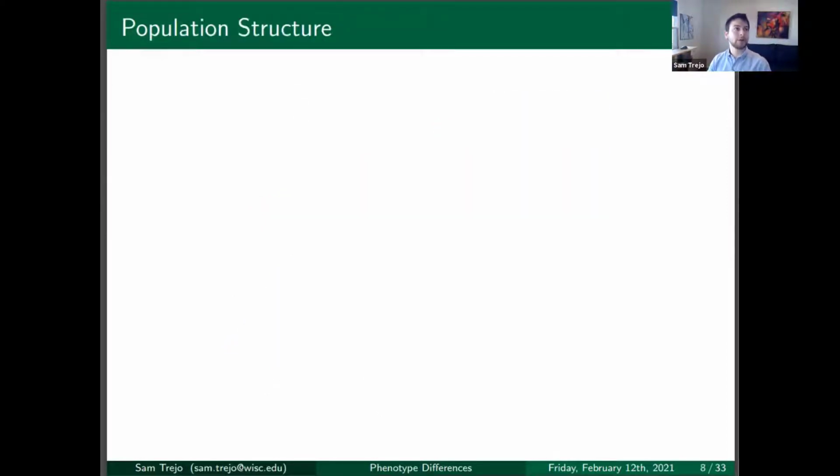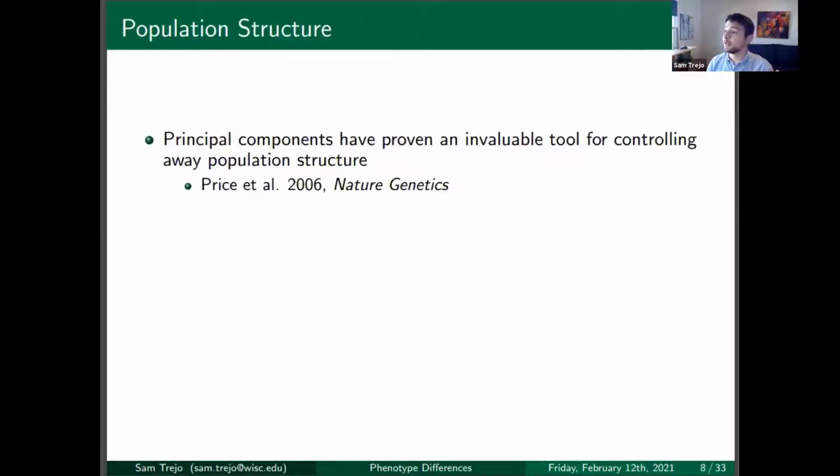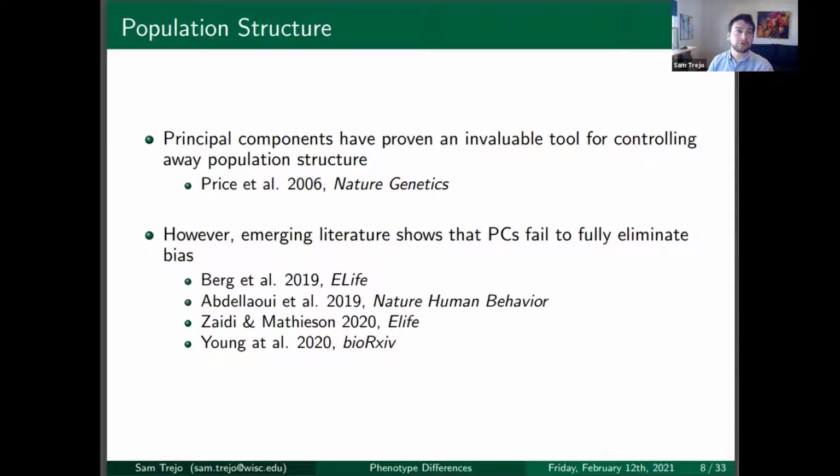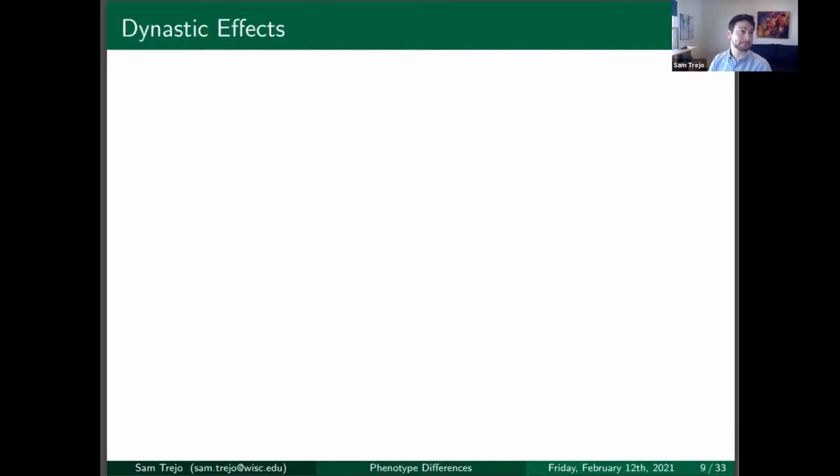In particular, principal components like the ones used in the figure above have proven a pretty invaluable tool for controlling away population structure. Most analyses in the literature control for between 5 and 20, sometimes many more. But there's an emerging literature showing that PCs fail to fully eliminate the bias, so moving forward, we might need new strategies in addition to PCs. It's also worth flagging that there's some evidence that PCs might overcorrect a little bit: they might fail to fully eliminate the bias, but they might also be capturing and taking away some true genetic effects. So it's an interesting problem.